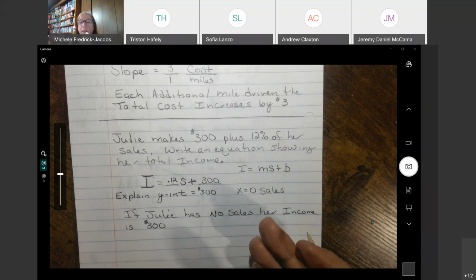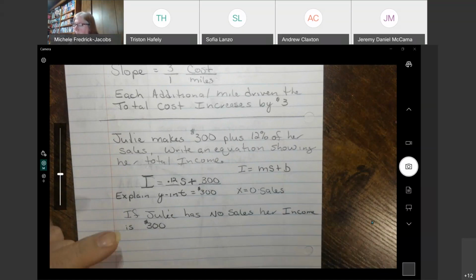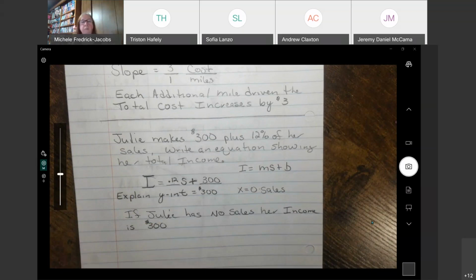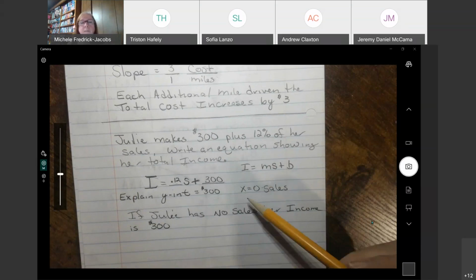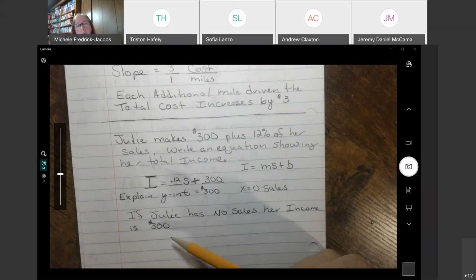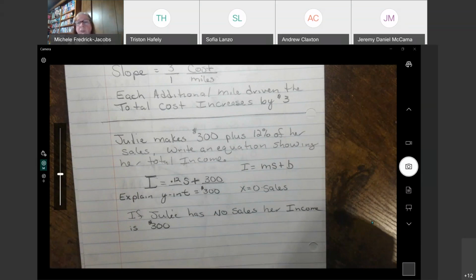And a lot of companies work this way. I used to work for True Green Chemlon, and the sales department had a fixed rate, and then they made a certain percentage on their sales. So for that week, if they had no sales, then they only made that lower amount. So if you need more than 300 a month, you need to make your sales. And so that's what the y-intercept tells you. If you make no sales, you'll have an income of $300.